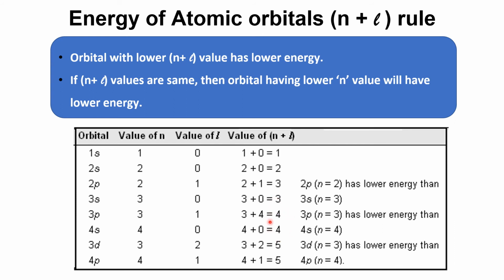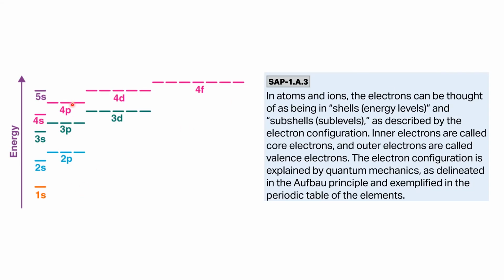So which will lie at the lower level? It would be the one which has the lower n value. So it means that 3p would have lower energy than 4s. So this is the order in which you can see how the orbitals are lying. Initially at the lowest level is 1s, then 2s, then 2p, then 3s, then 3p, then 4s, then 3d, like this.